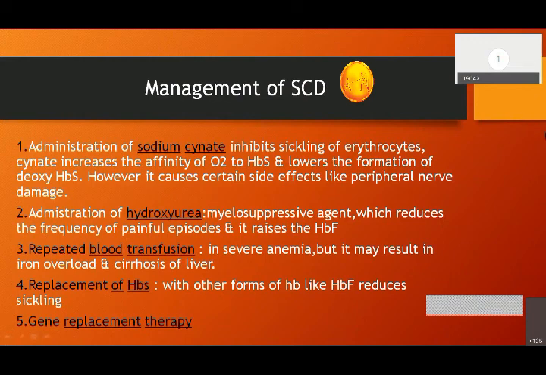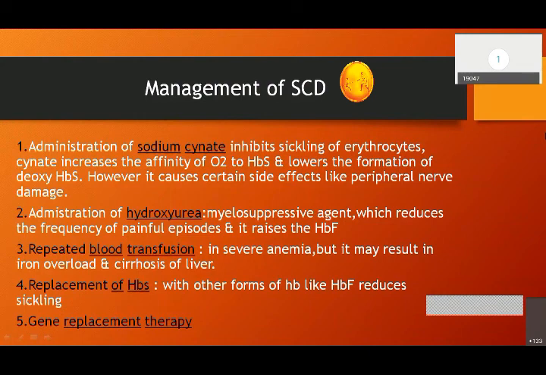Now we see how we can manage sickle cell disease by administration of sodium cyanate, which inhibits the sickling of erythrocytes. Cyanate increases the affinity of oxygen to HbS and lowers the formation of deoxy-HbS. However, it has certain side effects like peripheral nerve damage. Second is administration of hydroxyurea. It is a myelosuppressive agent which reduces the frequency of painful episodes, and it raises HbF, the other form of hemoglobin which is present in fetal life.